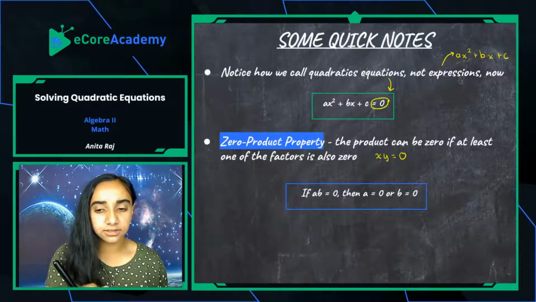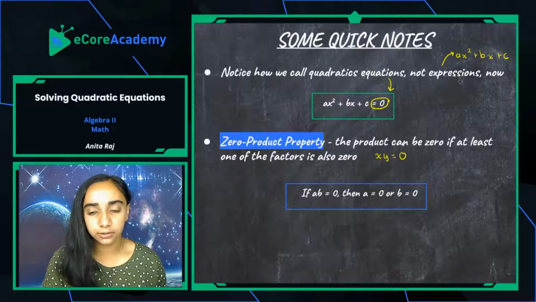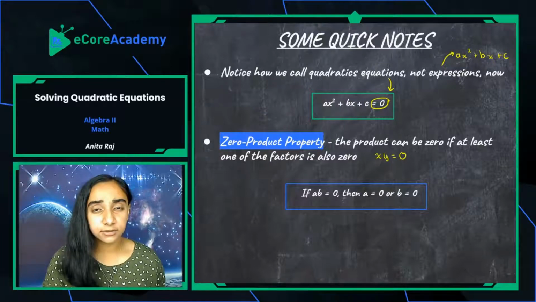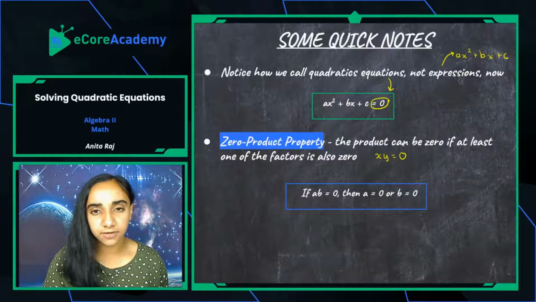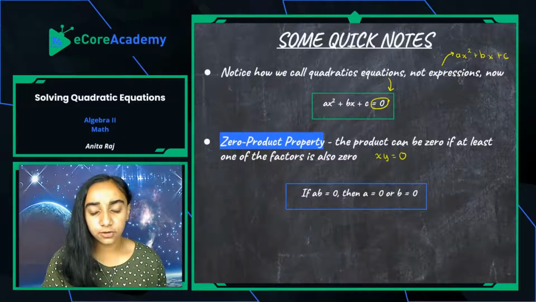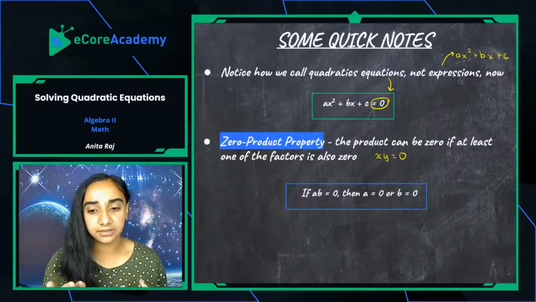Therefore, if x is equal to 0, then y can be any number including 0, and we'll still get 0, so that satisfies this equation. If y is equal to 0, x can be any number including 0, and that will also satisfy this equation. Therefore, one of those factors has to be equal to 0. That's what the zero product property is trying to say.